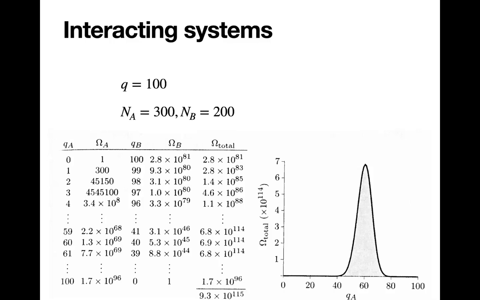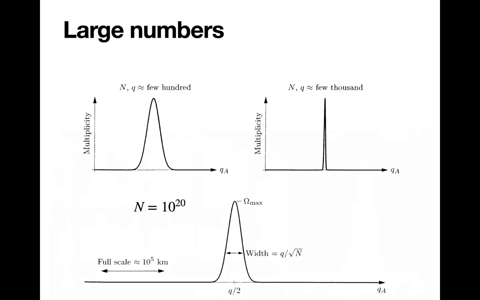And this is not even a big number. These are 300 different oscillators. The multiplicity gets sharper around that central value the bigger the numbers are. We just looked at one where N and q were on the order of a few hundred, and there's a fairly broad distribution around that central point, but you're not going to get to the extremes. If you make them a few thousand, it gets really pointy, and the probability is all constrained about that central point. And then if we have 10 to the 20th, that's not even Avogadro's number.